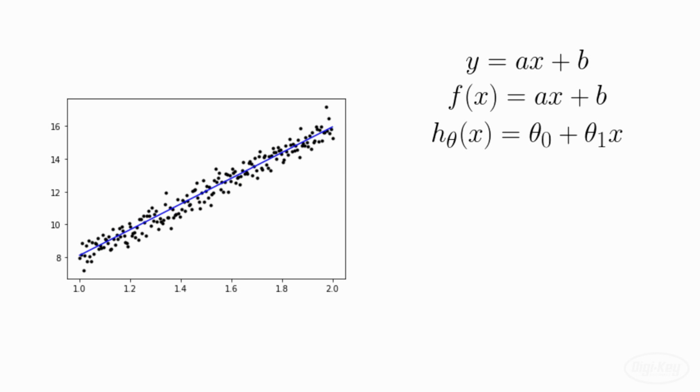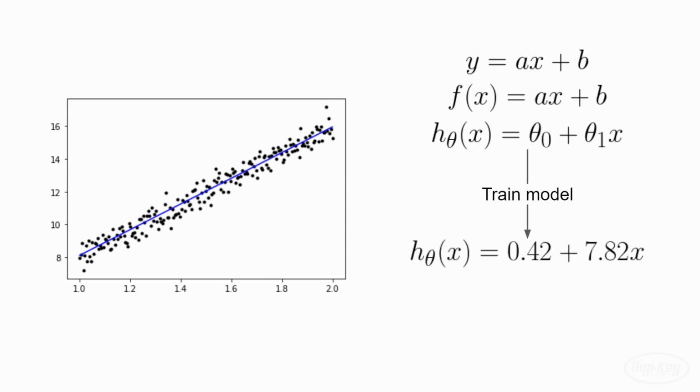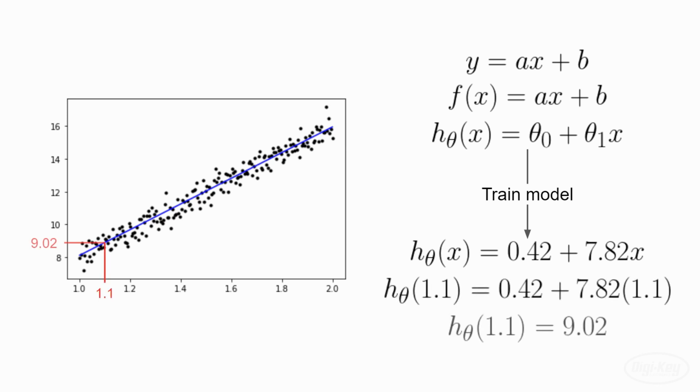If we know the actual output, we can use the difference between it and the hypothesized output to adjust the theta values. Let's say we train a model to fit our data here. We might end up with something like this for our theta values. Now, we can use this linear regression model to make predictions. If we substitute 1.1 for x, our model would give us 9.02. This point should be mostly consistent with the data that we fed into the model for training.